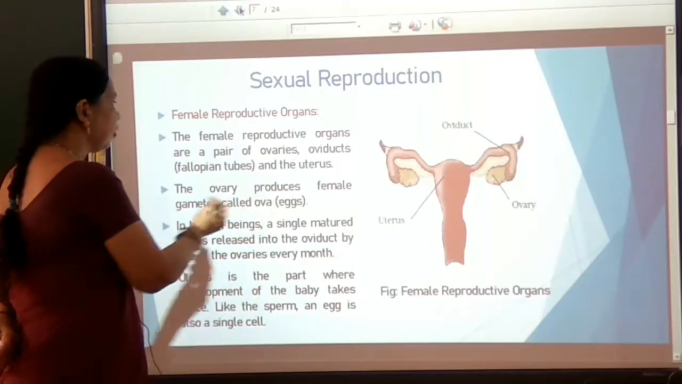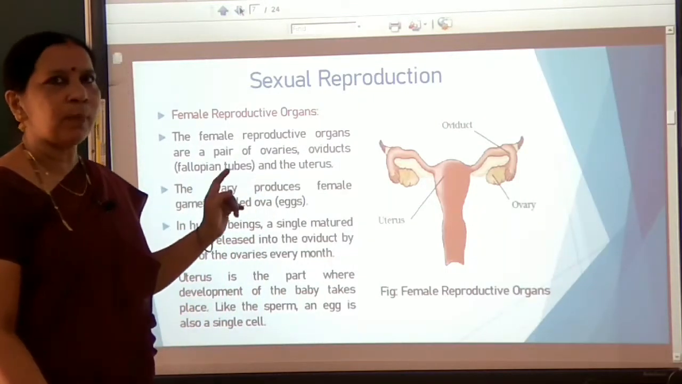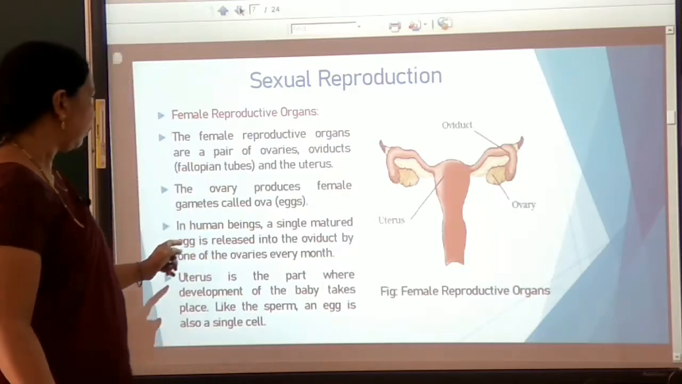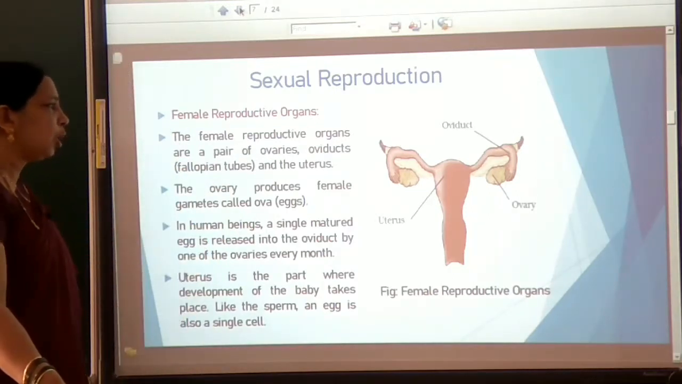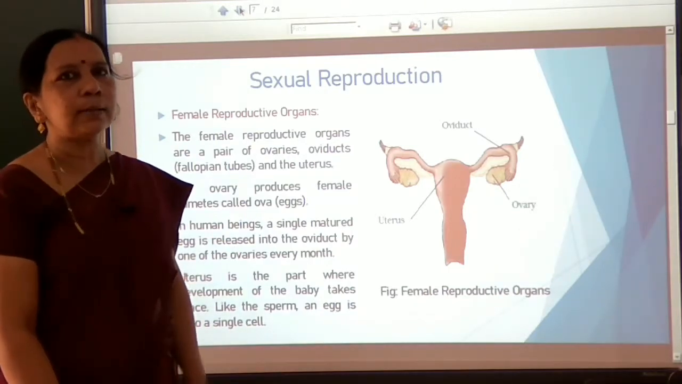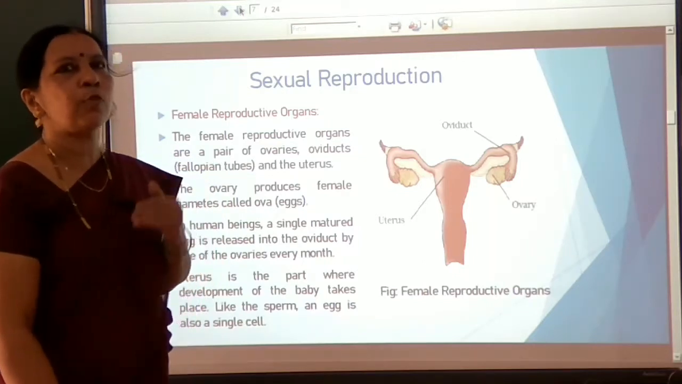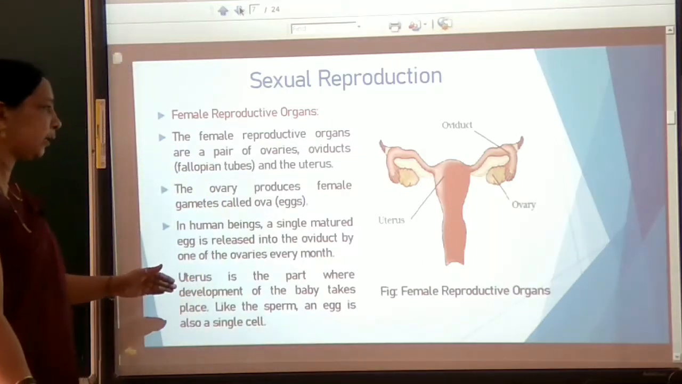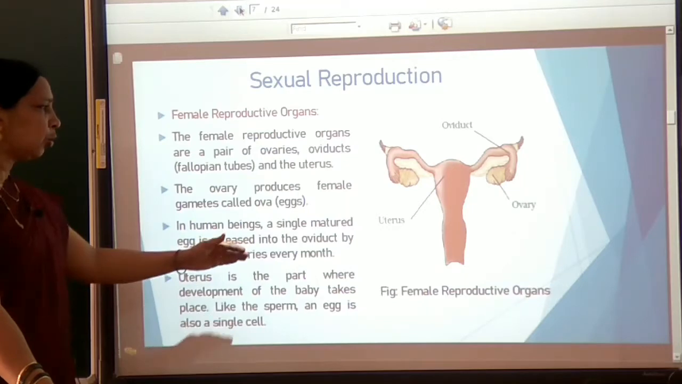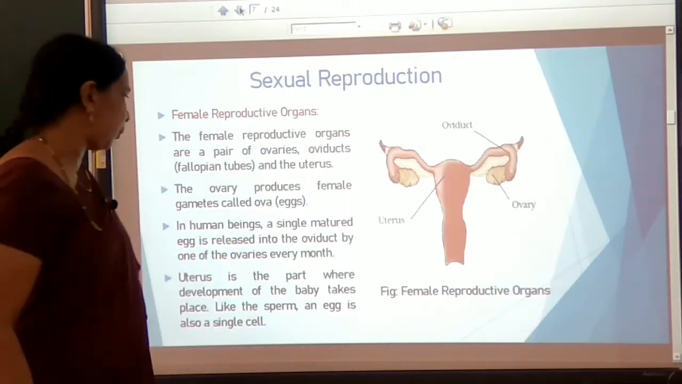What is the main function of the ovary? It produces female gametes called eggs. Every month a single matured egg is released into the oviduct by one of the ovaries. So every month one matured egg or ovum is released from one of the ovaries. And what is the function of the uterus? The uterus is the part where the development of the baby takes place.